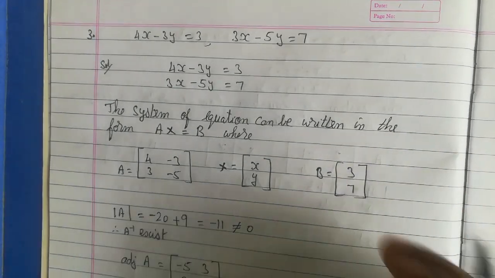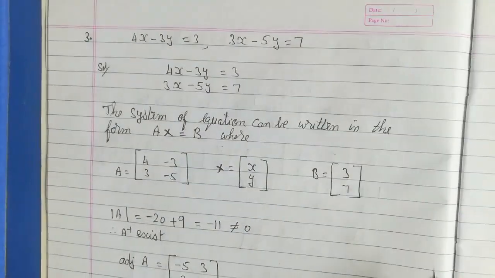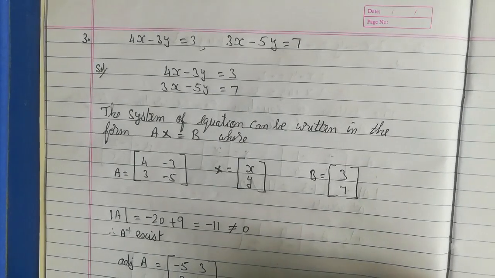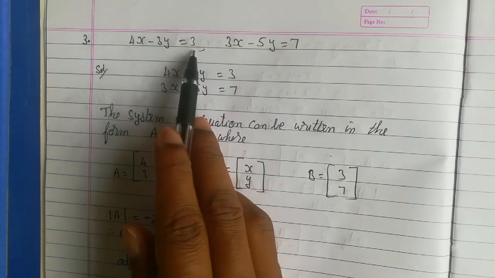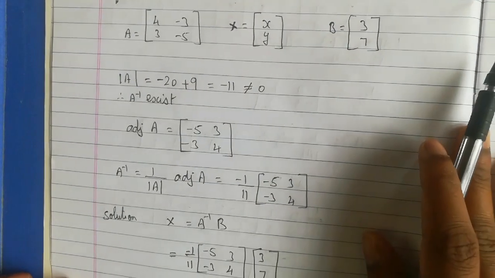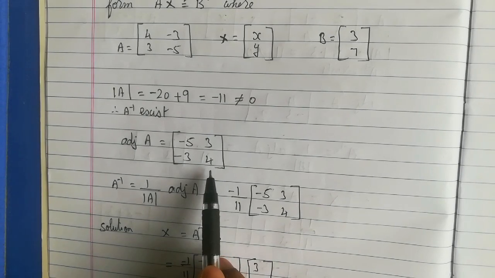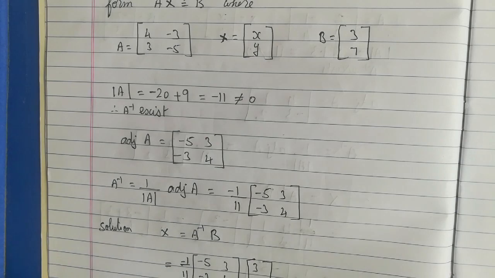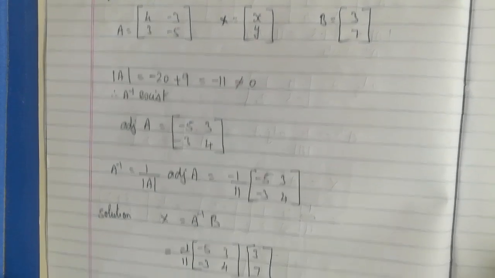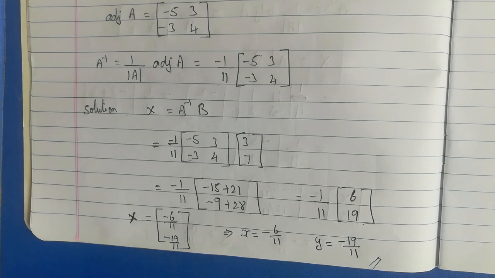Third, fourth and fifth are 2 by 2 order. Already I solved and kept. You can work out this and check whether you are getting the answer. Third problem: 4x minus 3y equal to 3, 3x minus 5y equal to 7. Change this. Find the determinant of A, adjoint. Find the inverse. And then find the value of x and y. Just for your reference, you can check this. You can work out and check whether you are getting the answer.